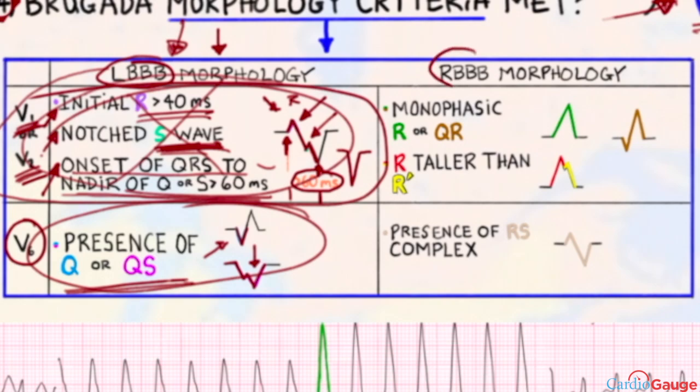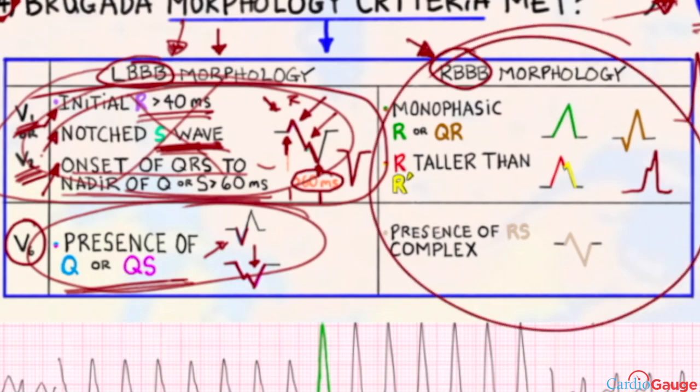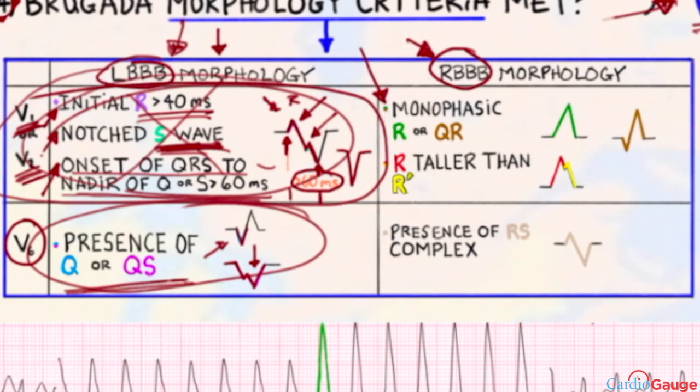And then let's go over here to the right bundle morphology. So if you see something that looks more like a right bundle, so for example, it's mostly positive in lead V1, looks like this, then you're going to use these criteria here. So the first one is a monophasic R or QR in lead V1. So let's look at this one. There's just a monophasic R wave. There's no notches. It doesn't look like this. You just got one up and down. Or you've got a QR complex in V1.